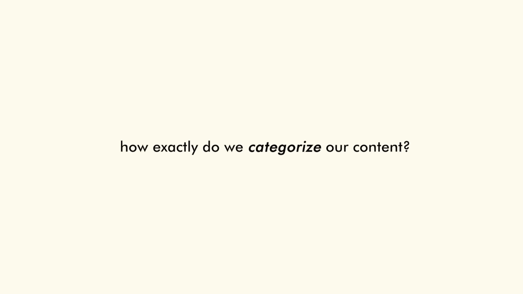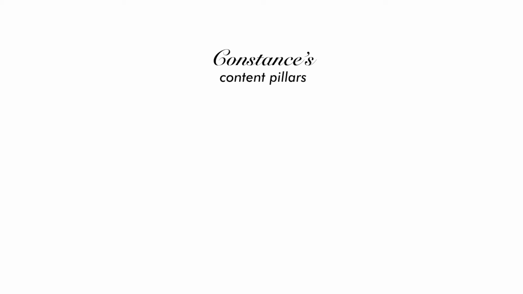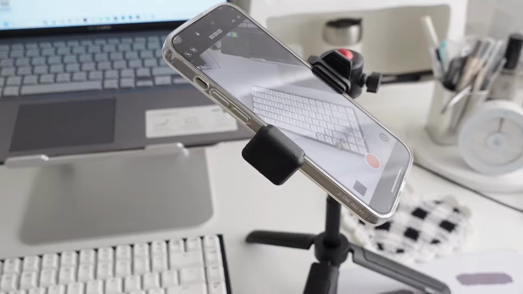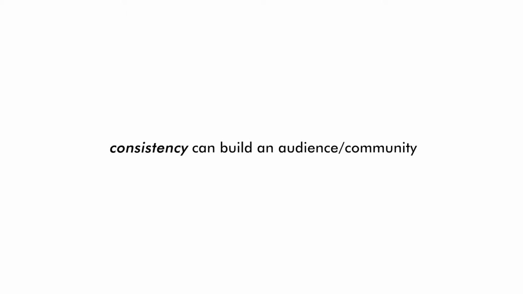But how exactly do we categorize it? I like to break down my content into 4 pillars: 1 being content creation, 2 being life of a uni student, my 3rd content pillar will be product sharings, and my last pillar being blogs. Having content pillars is not to limit you. Of course, you can always create content outside of this, but having consistency in what type of videos you film can build an audience or even a community.